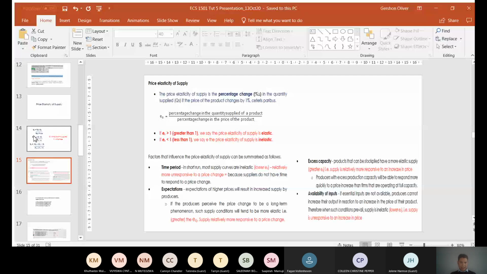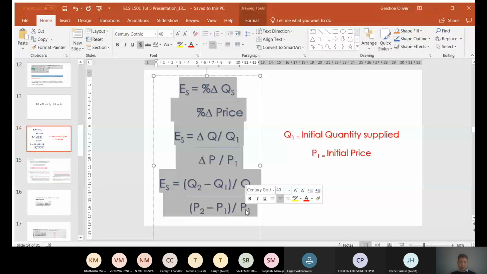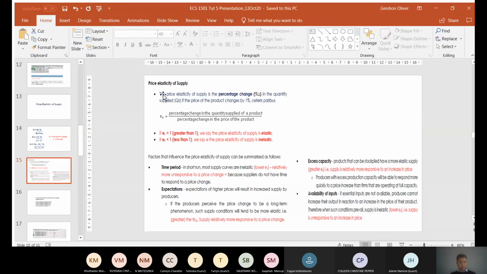You've seen that there is exactly the same formula, but in this case your Q1 is your initial quantity supplied. In terms of a definition, it is the percentage change in the quantity supplied if the price of the product changes by 1%. If my price elasticity of supply is greater than 1, we say that the price elasticity of supply is elastic. If it's less than 1, we again say that the price elasticity of supply is inelastic.